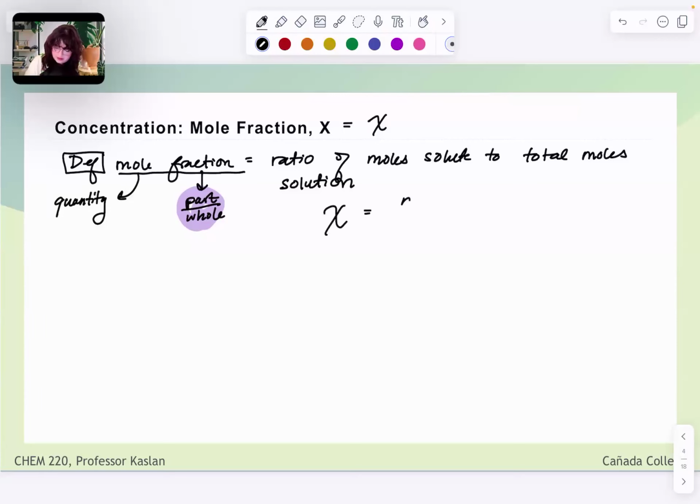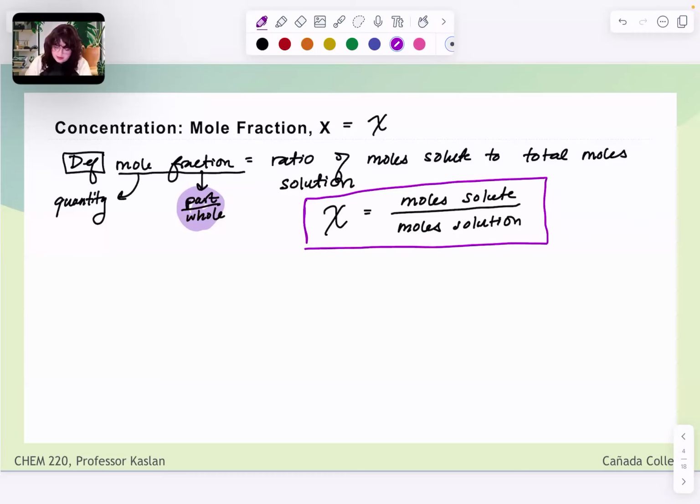Mole fraction is equal to moles of solute over total moles of the solution. So this is our mole fraction. It's not a percentage, so you do not need to multiply by 100%. I know we see that often, but this will be some kind of decimal, right? Some kind of expression of a fraction. All right, mole fraction.